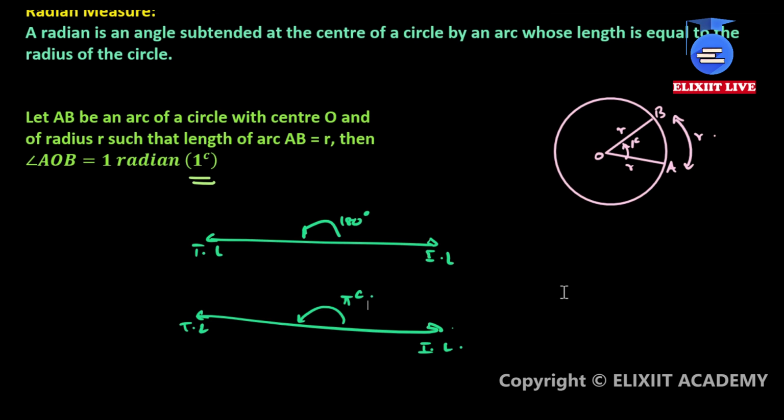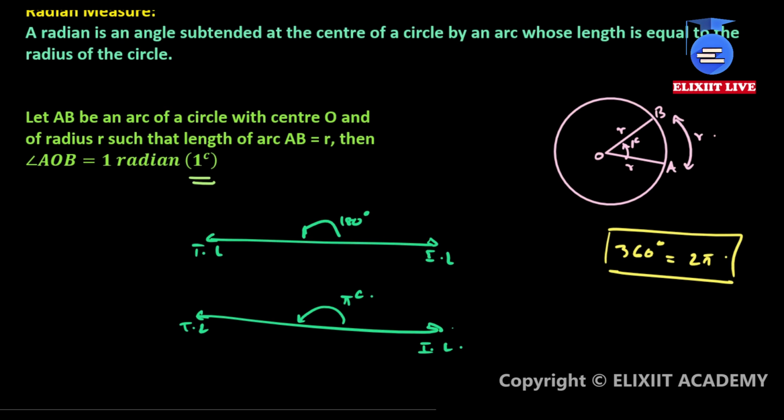All of you must have heard something in your junior classes, that 360 degrees is 2 pi. You must have heard this somewhere. Now what is this 2 pi actually? 2 pi radians. 360 degrees is 2 pi, and 2 pi is nothing but 2 pi radians.